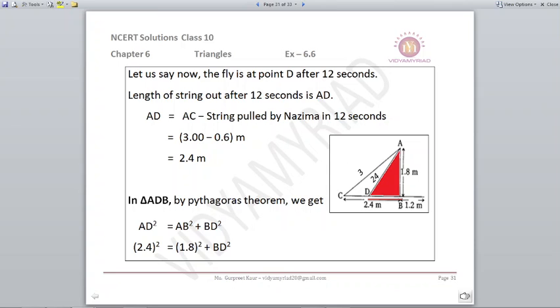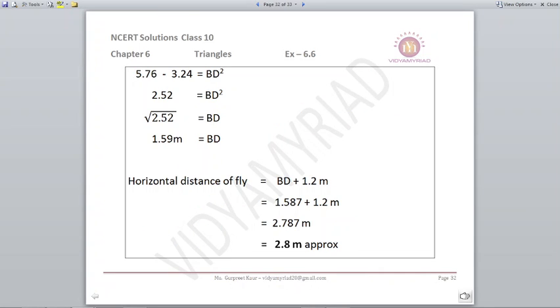Now we have the hypotenuse, we have the perpendicular, we can find out the base, that is BD, which is the required. So AD square is equal to AB square plus BD square. AD is 2.4 square is equal to 1.8 square plus BD square. When we solve this, we get 1.59 meters approximately. And we have to find out the horizontal distance of the fly. So horizontal distance will be BD plus 1.2. What is BD? 1.59, that is an approximate value. So in total it comes out to be 2.79 meters approximately. That is the total horizontal distance of the fly.